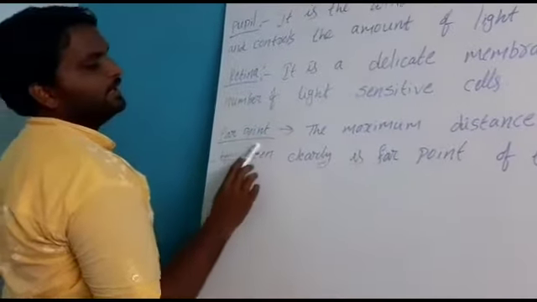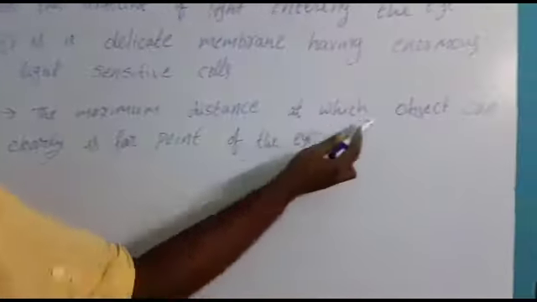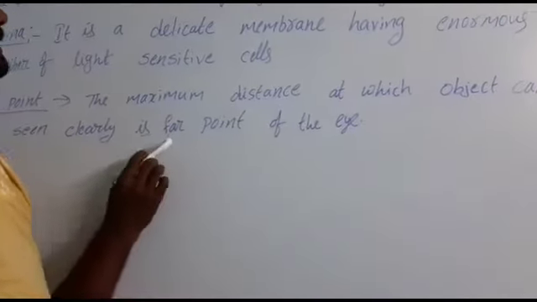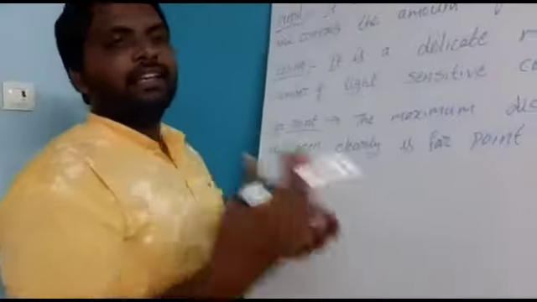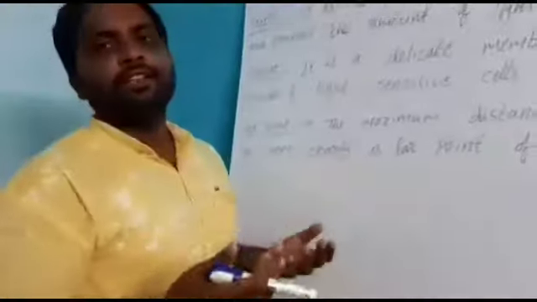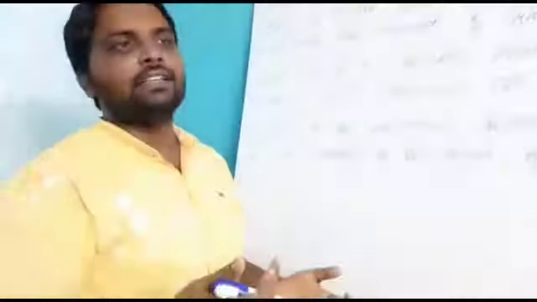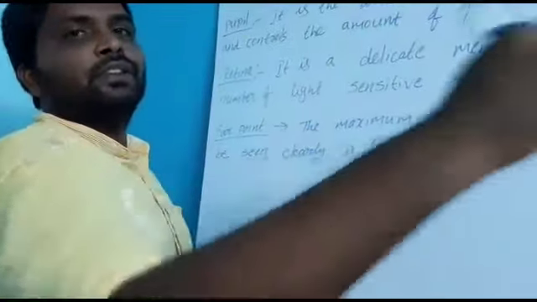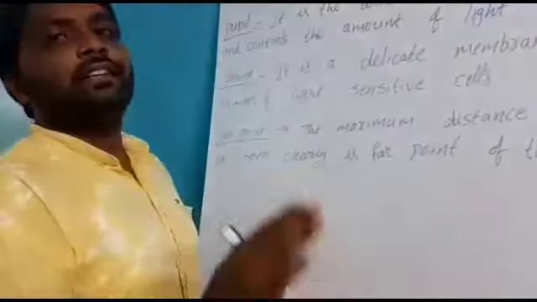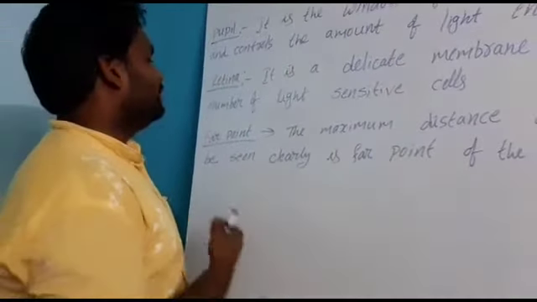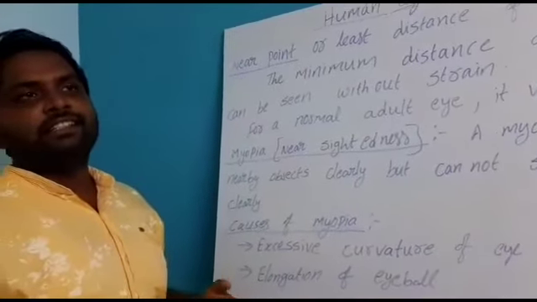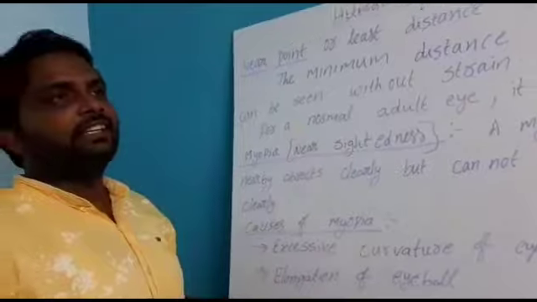Next, far point. The maximum distance at which objects can be seen clearly is the far point of the eye. When we enter elder age, we can't see some objects properly. That is because of the far point. Only objects up to a certain distance can be seen; after that we can't see those objects. That effect we can call far point. Far point means we can't see very long distance objects.